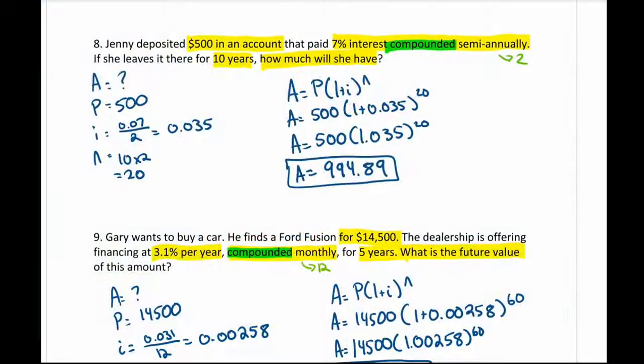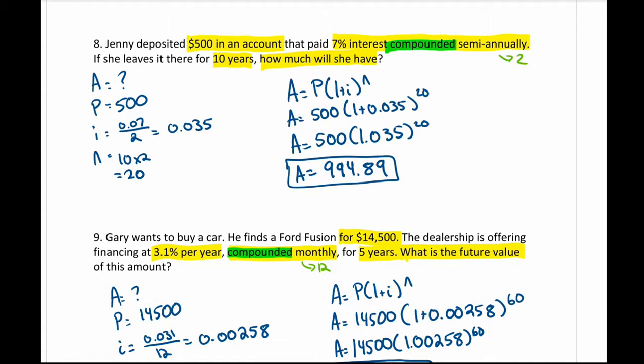So coming back to these two questions, we see in number 8, Jenny deposited $500 into an account, so that tells us how much she's starting with. That paid 7% interest, so it does tell us part of our rate. Compounded semi-annually. So right off the bat, compounded means we're using our compound interest formula. The semi-annually, that's again the key word that tells us what the compound number is.